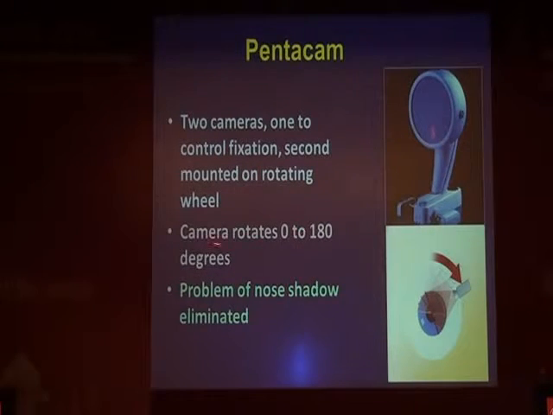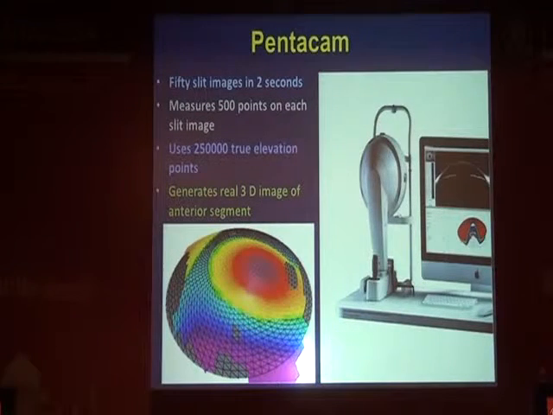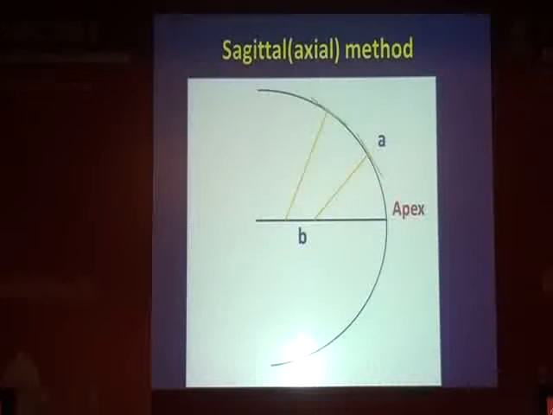One camera controls the fixation, and the second one is mounted on a rotating wheel. And this camera rotates from 0 to 180 degrees, and this takes care of the problem of the no shadow. This is a very fast camera. It takes 50 slit images in 2 seconds and measures 500 points on each slit image, uses 2500 elevation points, and then generates a 3D image.